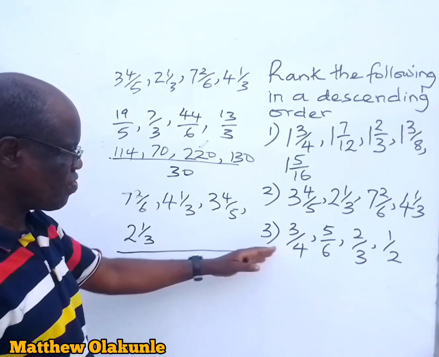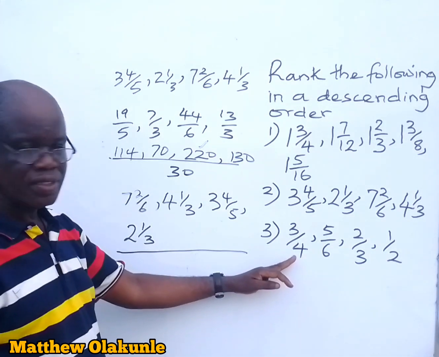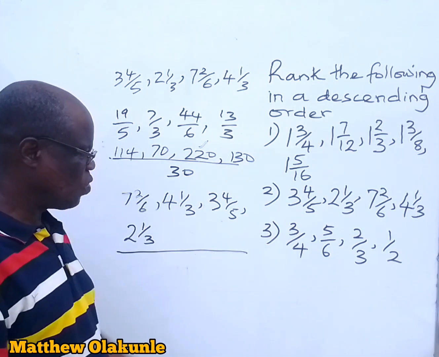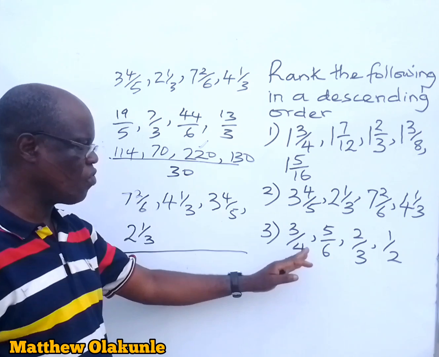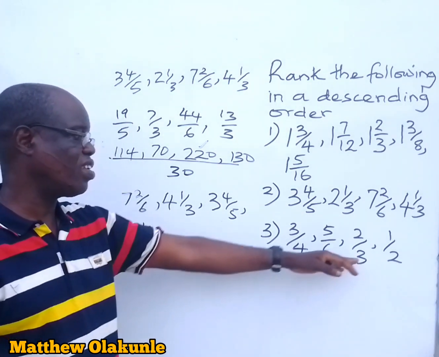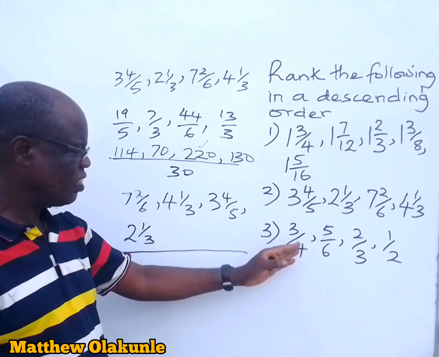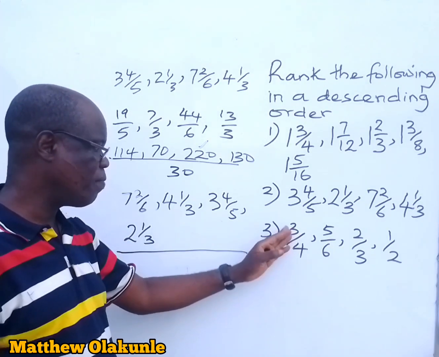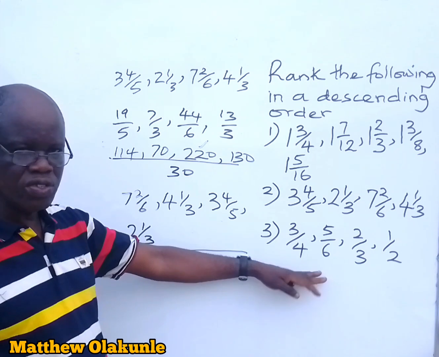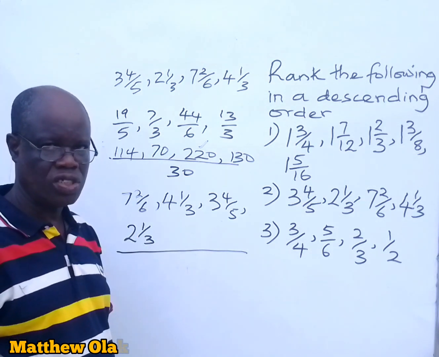This other one is not a mixed fraction, but rather these are just proper fractions. So what we do for this is just to find the LCM of 4, 6, 3, and 2. And the LCM of 4, 6, 3, and 2, if you work it very well, is 12. So just find how many times 4 goes in 12, multiply by this. How many times 6 goes in 12, multiply by this. So I would like you to complete this and leave your answer to cross-check until we meet again.